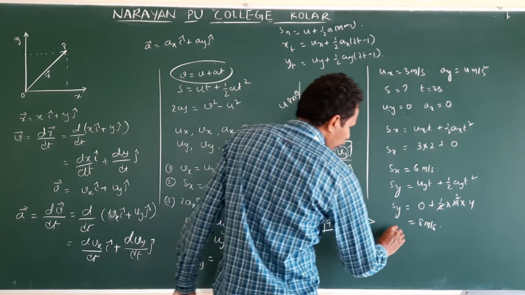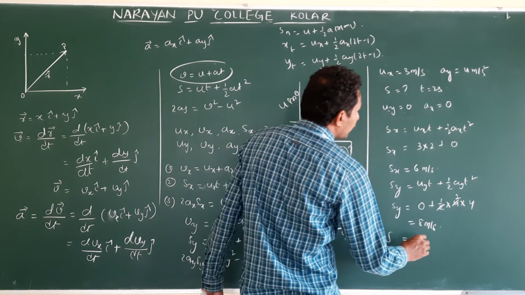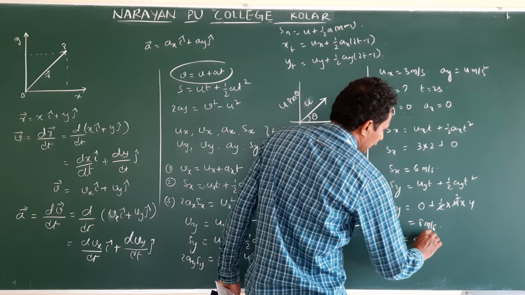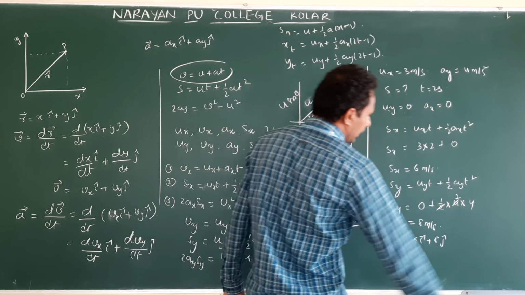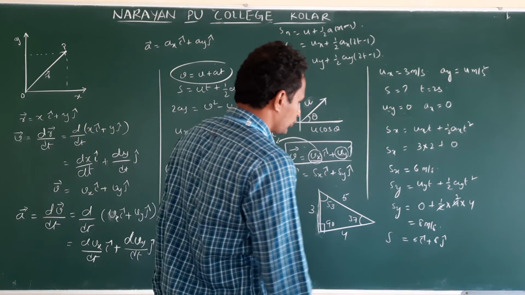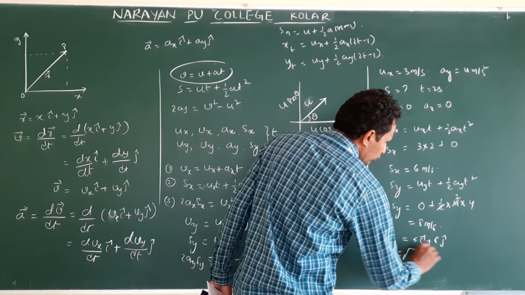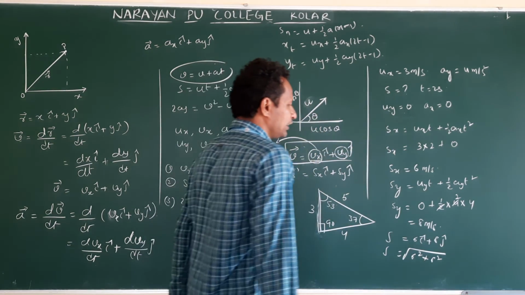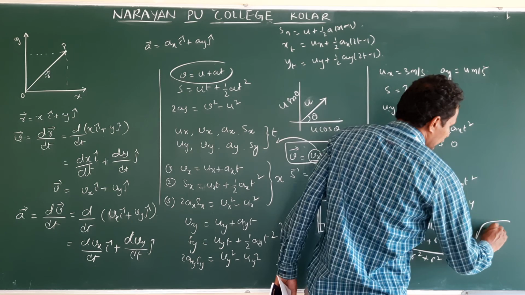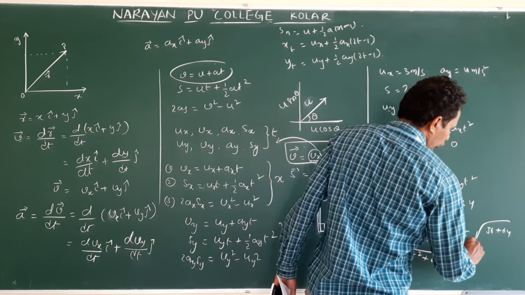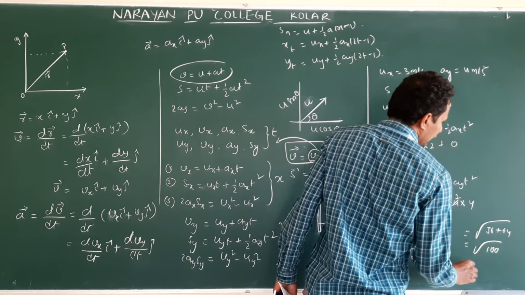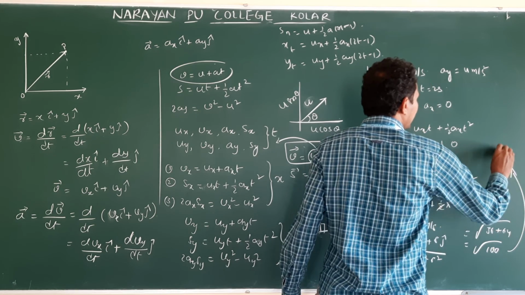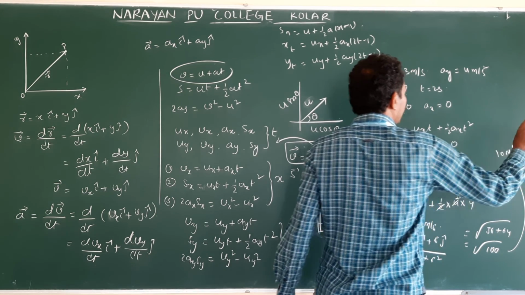So then S is equal to what? Displacement 6 i cap plus 8 j cap. If they ask the magnitude, then how do we find? S is equal to under root of 6 square plus 8 square. Then this will be under root of 36 plus 64. Root 100. Root 100 is what? Root 100 is 10 meters per second.